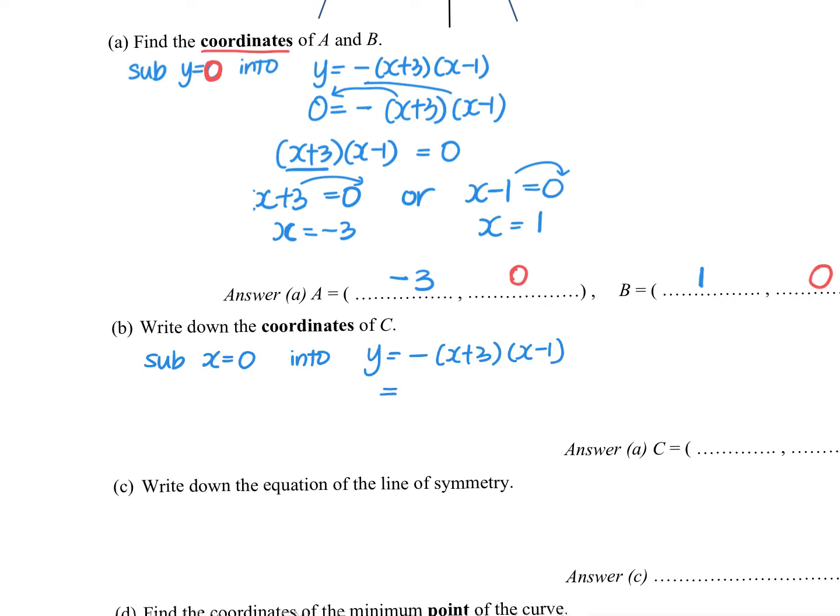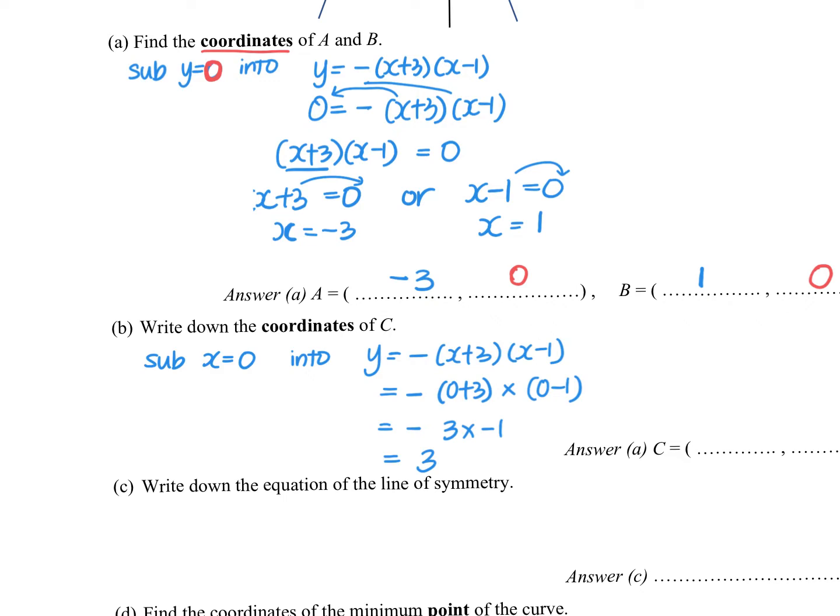Be careful of our negative sign. This is negative (0 plus 3)(0 minus 1). So technically speaking, this is negative 3 times negative 1, which gives me a positive value 3. Okay, be careful of your negative sign and what it actually means. It's not 3 minus 1. Okay, so this is the value for y.